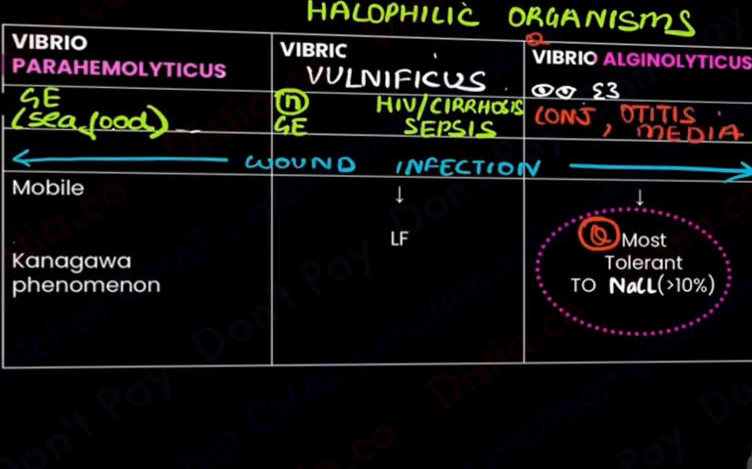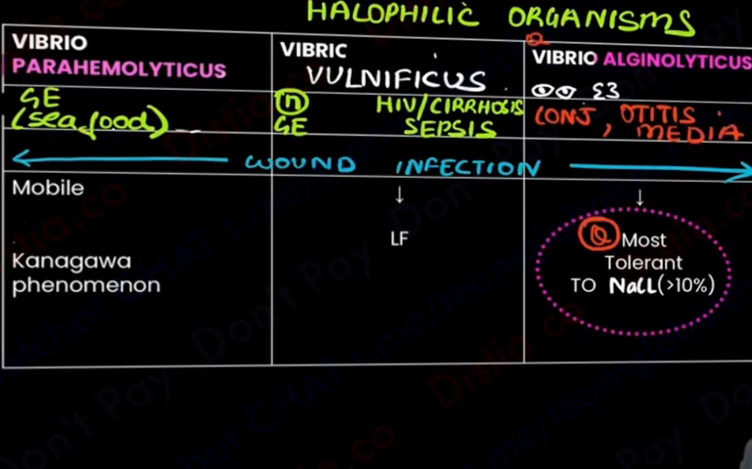Conjunctivitis and otitis media. So repeating, all the halophilic ones, parahemolyticus, vulnificus, alginolyticus, out of which alginolyticus is the most tolerant to NaCl. All of them are going to cause wound infections. Parahemolyticus causes food poisoning. Vulnificus also causes food poisoning, but if the person is vulnerable, like HIV, cirrhosis, then what will happen? Sepsis. Alginolyticus: eyes, conjunctivitis; ears, otitis media.